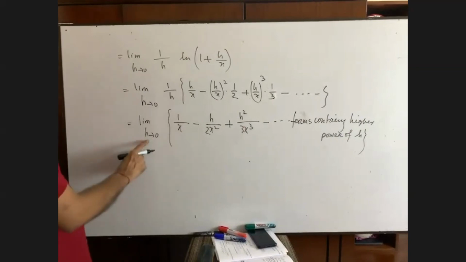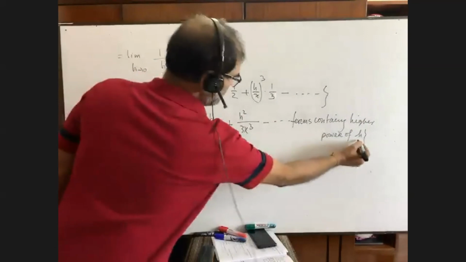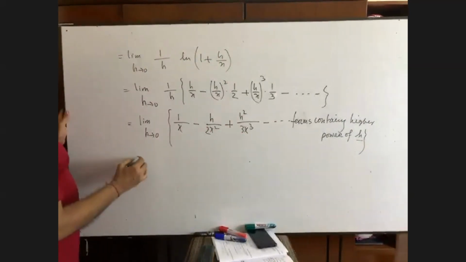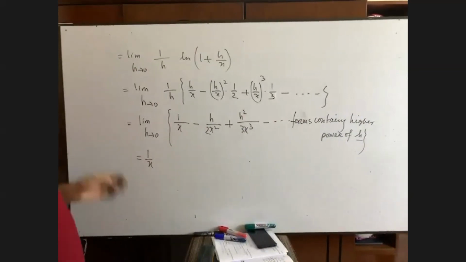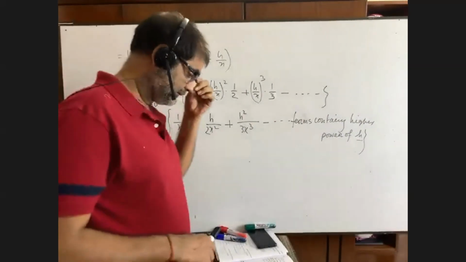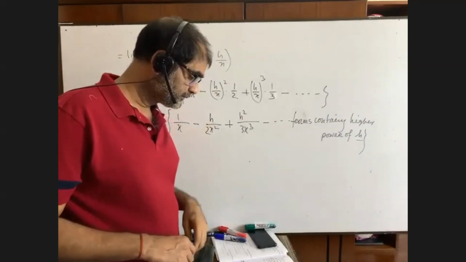Now you put h equals to 0. It is 0. It is 0. There is h everywhere, so it is 0. So we are getting actually only 1 by x. Talk to me. Yes, sir.